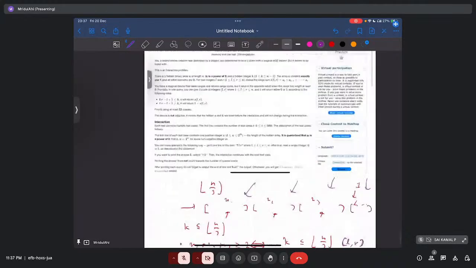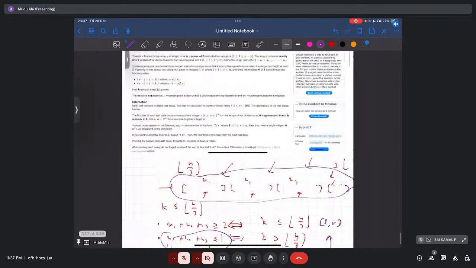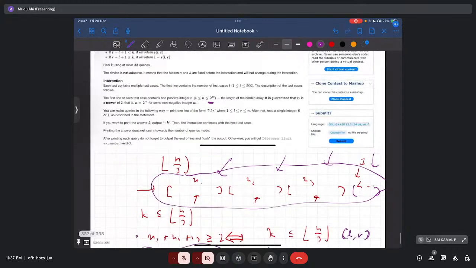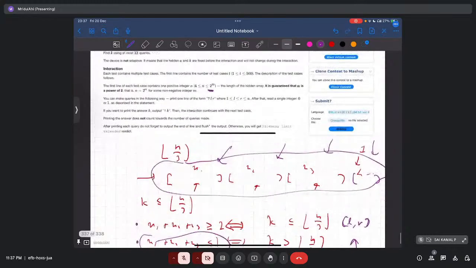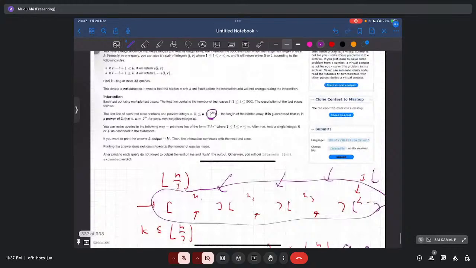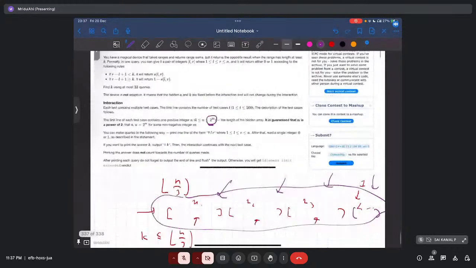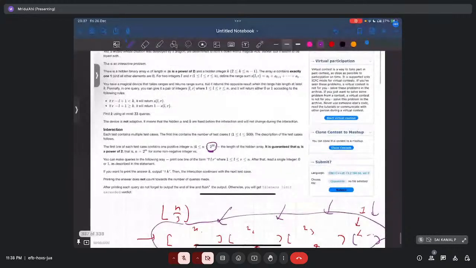Initially, we take three queries, and the binary search requires at most 30 queries, because n is less than or equal to 2 to the 30. So in total, we take at most 33 queries, which is required. We have to find k in at most 33 queries.